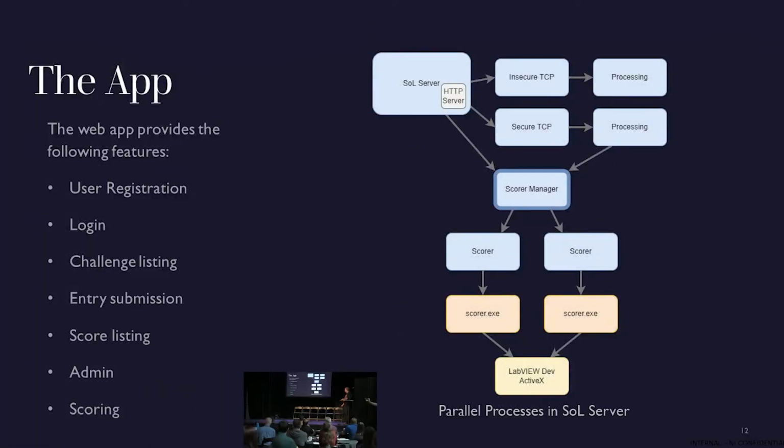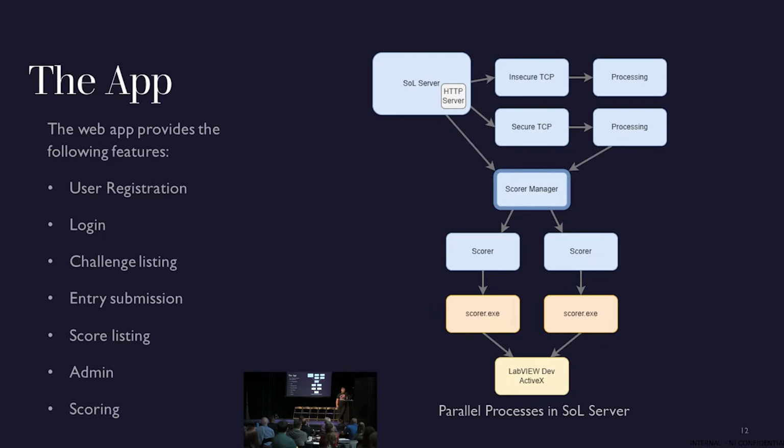So this is the Summer of LabVIEW application. There is the main process up in the top left, which then uses the HTTP server implementation, which itself creates two different processes, one for the insecure TCP, which basically just redirects to the secure. So if you make an initial request on port 80, it'll redirect you to the HTTPS port. And then from there, there's a secure server that does its request processing.